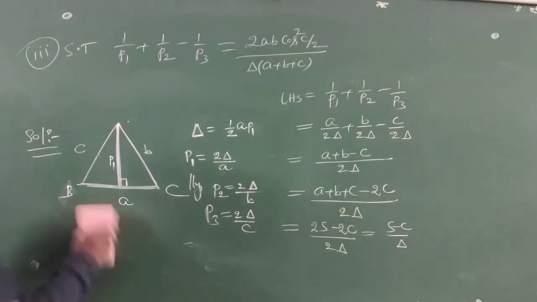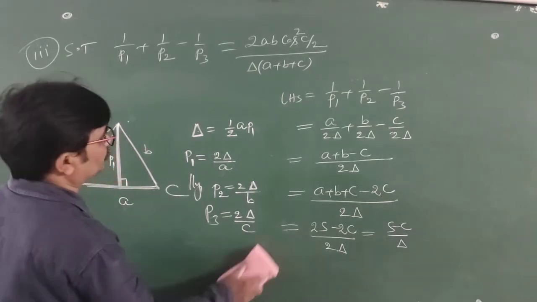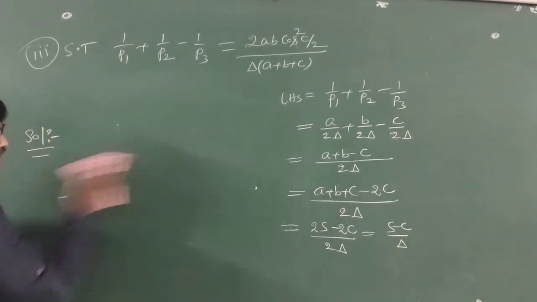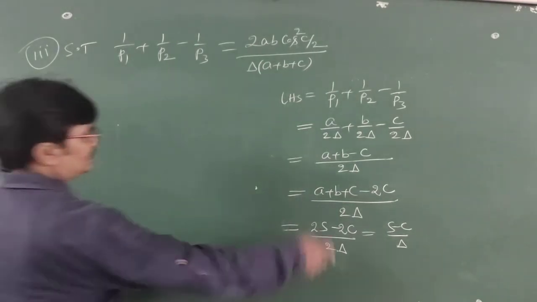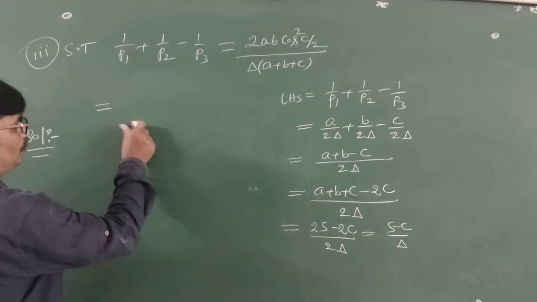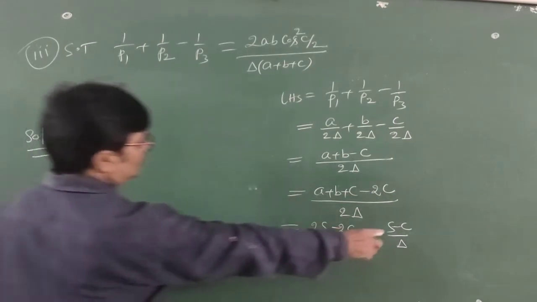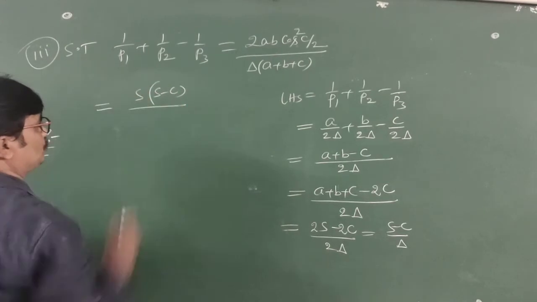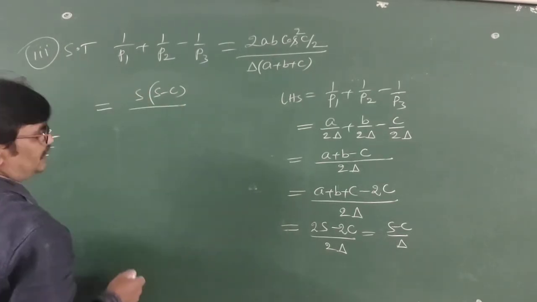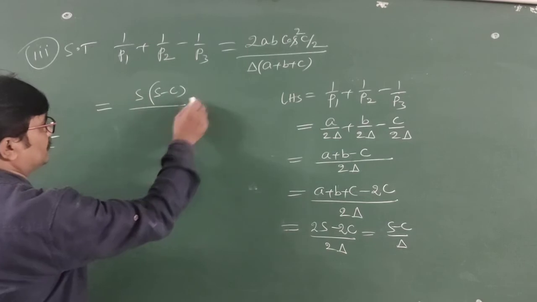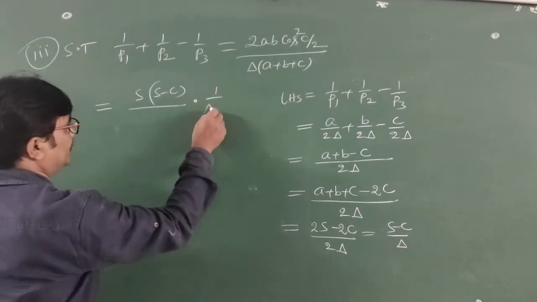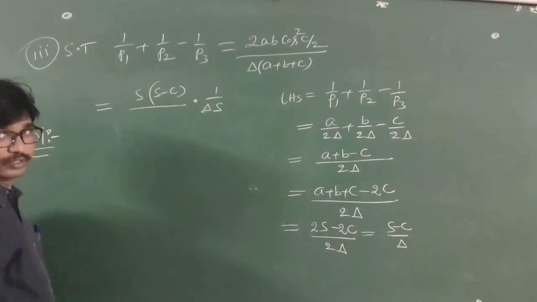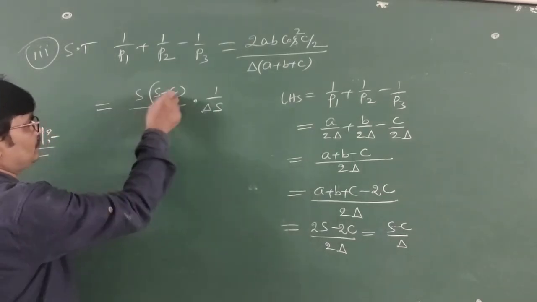My dear students, just how do you write this? All of you listen here. We can write s minus c by delta as s minus c by delta. First you can take into s. After that, students, we can take into s and 1 by delta, into s cancel. Then also, students, s into s minus c is there.